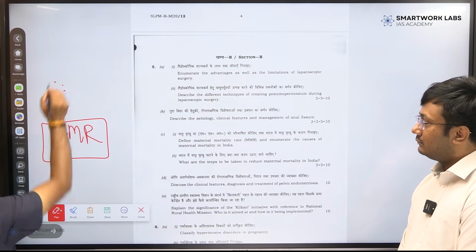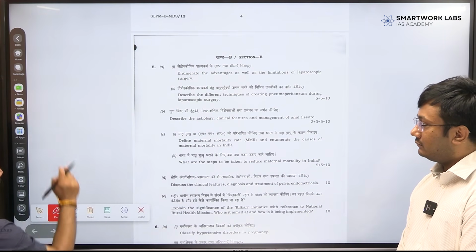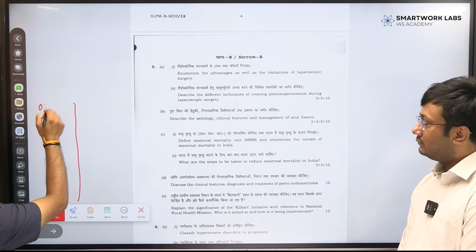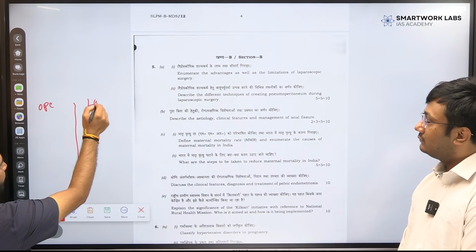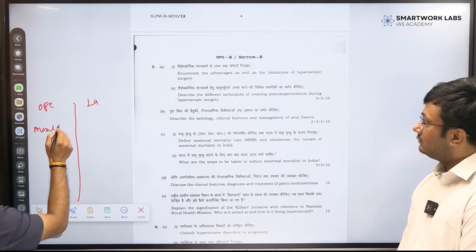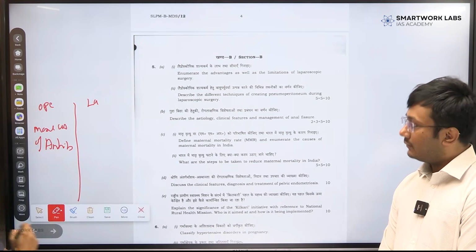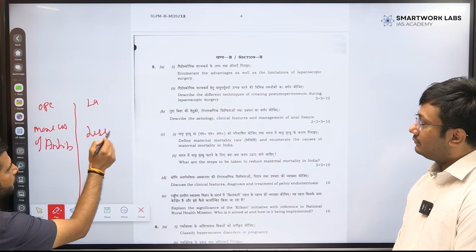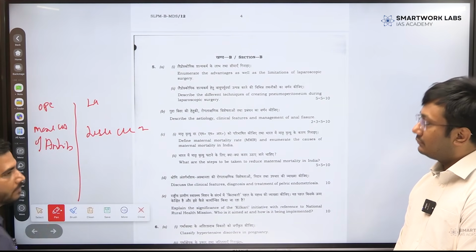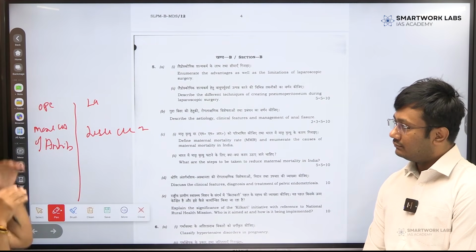If you are doing laparoscopic surgery, you can also write comparison data like open surgery and laparoscopic: more use of antibiotics in open, less use of antibiotics in laparoscopic, less incision, less breach, less contamination.